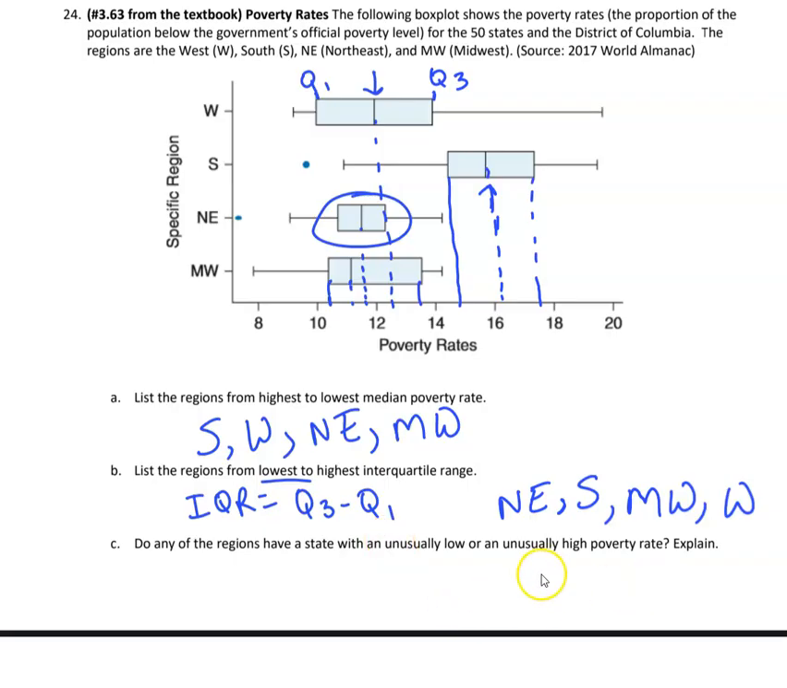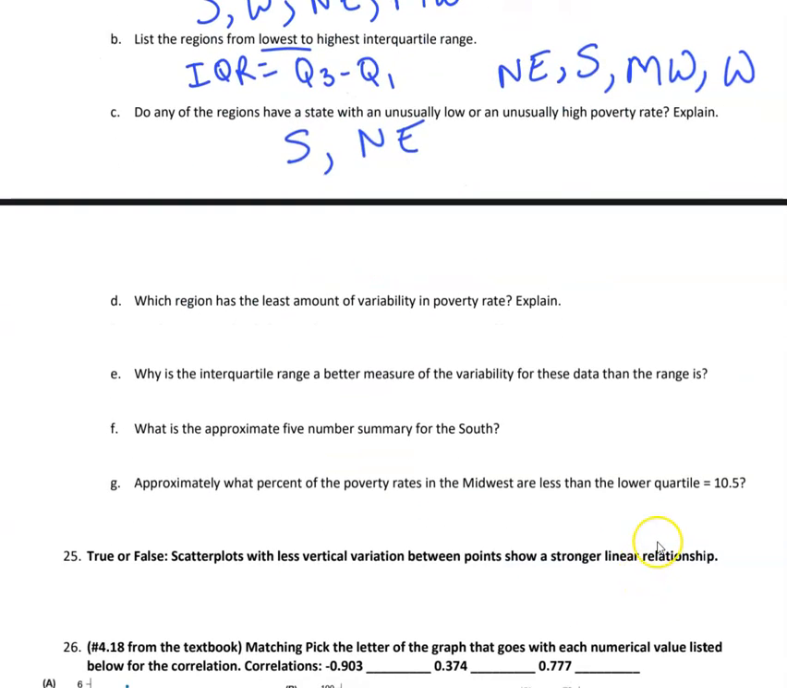Unusual high or low poverty rates, you're going to look for the dots. So notice that the South has one here and the Northeast has one here. So I would say the South and the Northeast. And it could be on the other end as well, but those dots mean you have outliers.